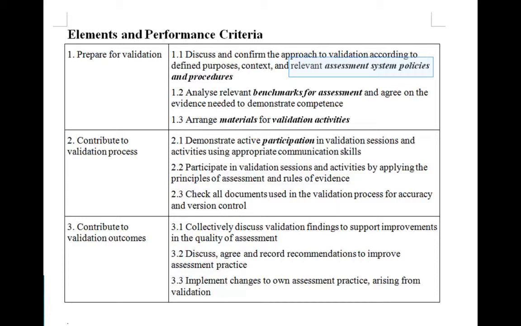So a lot of these performance criteria in element 1, when we're preparing for validation, tend to cross over each other, because 1.3 says arrange materials for validation activities. So one of the materials is going to be the RTO's policy, because that's going to contain 1.1's assessment system policies and procedures.